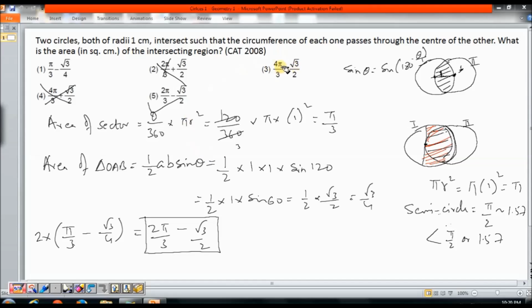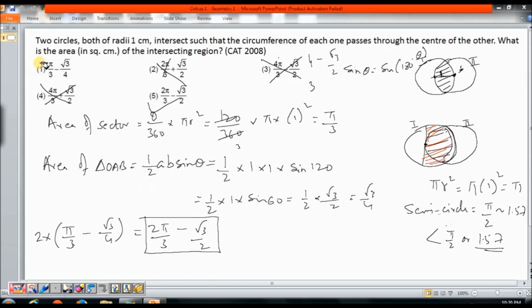Now let us look at option number 3. Option number 3 says 4 pi by 3 minus root 3 by 2. Pi, if I approximate it to 3 and 3 cancels out, so I get 4 minus root 3 by 2. Now root 3 is 1.732 and denominator is 2. So 1.732 divided by 2 will be a value less than 1. Even if I take it to be 1, 4 minus 1 will come out to be 3. So this value will come out to be greater than 3. And I want a value which is less than 1.57. So this also cannot be my answer.